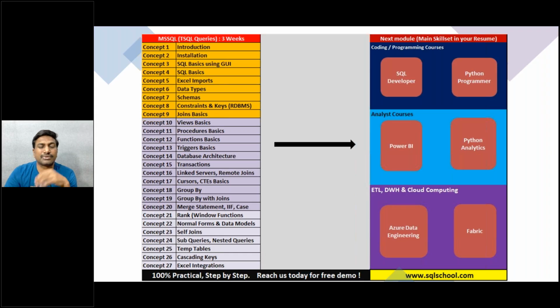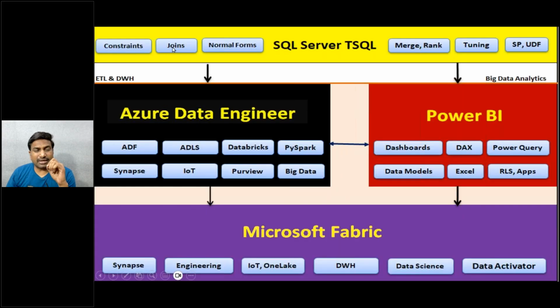Need your support. And next, these are the main items you need to revise. My kind request: constraints, joins, normal forms, because we need to perform something called data model activities here. Merge, rank functions. Basic tuning is enough. Procedures, functions, basic should be enough. Kindly revise them so that you are stepping towards data engineering technically.